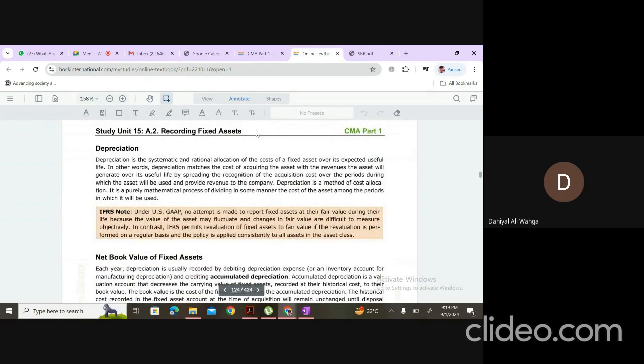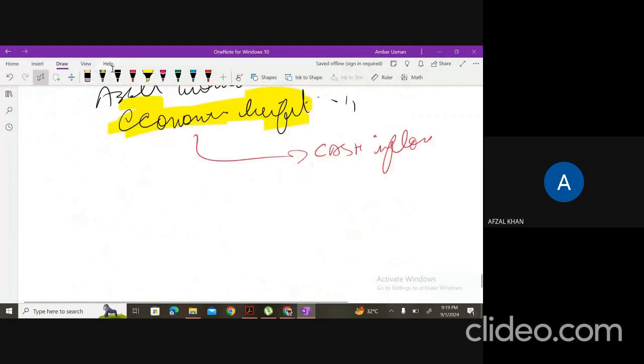Then there is the concept of depreciation. Does anyone know what depreciation is? Depreciation relates to asset life, useful life. It depreciates the asset by some amount.